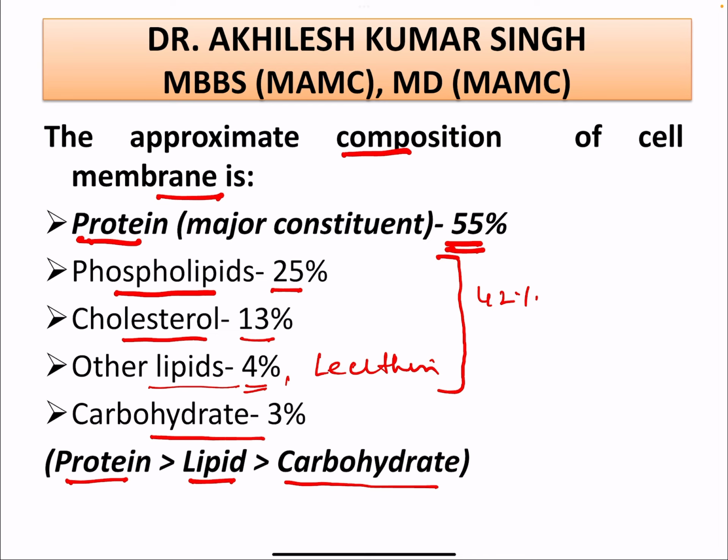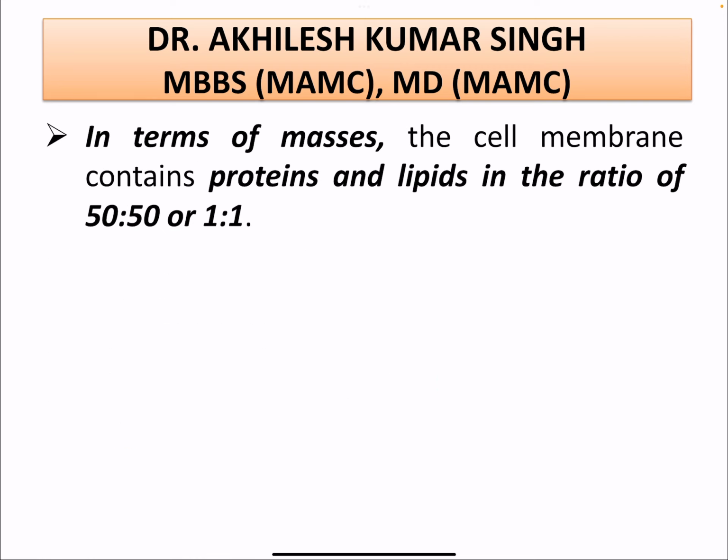So of all the given components, which is the main constituent of the cell membrane? The main constituent will be the proteins, in terms of the percentage of the area covered on the cell membrane. But in terms of masses, the protein and lipid compounds are in the ratio of 50-50, or 1:1. This means that in terms of dry mass, the protein compounds and lipid compounds are in an equal ratio, that is 1:1 or 50-50.